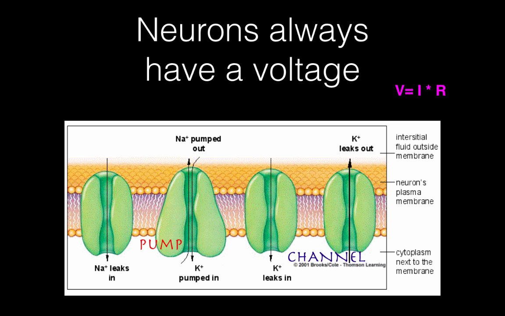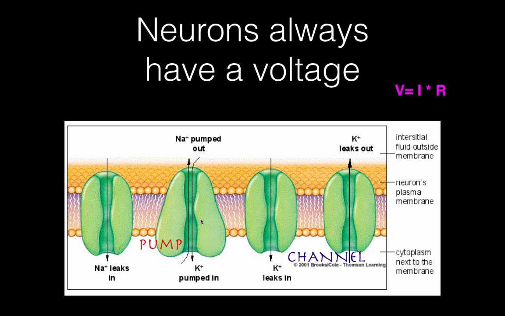Neurons, if they are alive, will always have a voltage reading. You may remember from chemistry or physics courses that voltage is the product of I, current, times R, resistance. What are the major sources of current and resistance in the neuron? Well, the major contributor to current in the neuron is the flow of ions inside and outside of the neuron. Ions such as sodium or potassium can flow in or out of the neuron via channels. This does not require any energy.